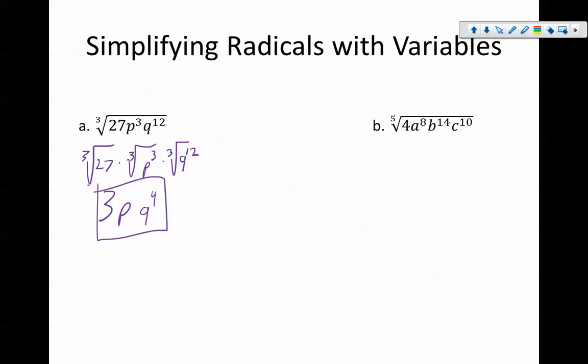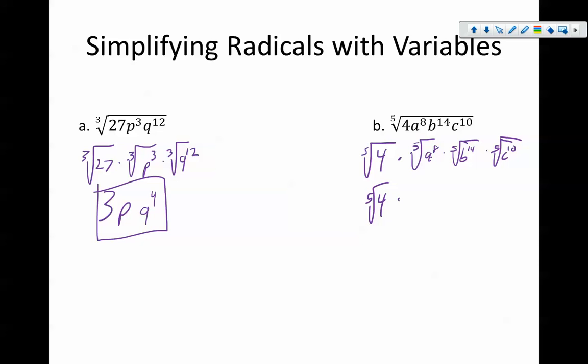Let's do the last one. I'm taking the 5th root of 4a to the 8th, b to the 14th, and c to the 10th. Well, do it separately. I'm going to take the 5th root of 4 times the 5th root of a to the 8th times the 5th root of b to the 14th times the 5th root of c to the 10th. 5th root of 4 I can't do, and there's no way to separate it down. So I'm just going to leave that as it is because I can't change it.